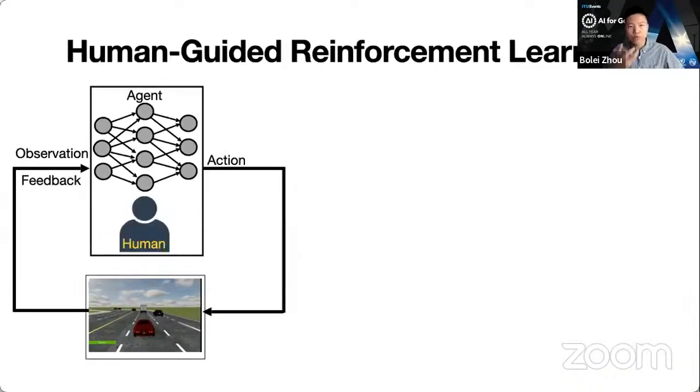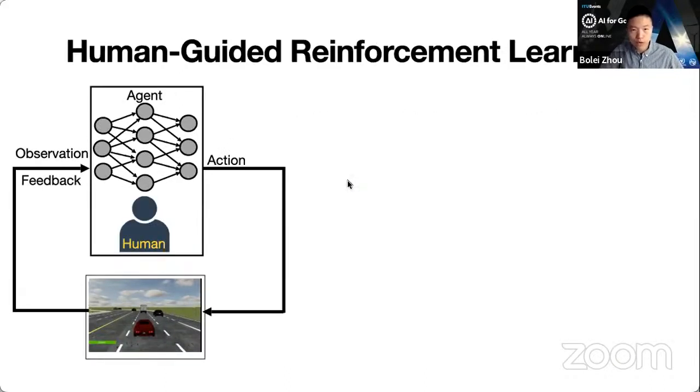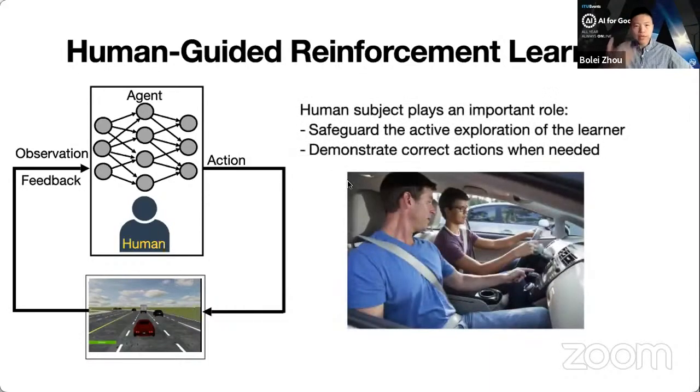So in this case, we want to improve the safety of the learning process. What we explore is introducing a human into this interactive learning process. So besides the interaction between agents and the environment, we also have the human in the loop. So we want to improve the learning process. In this case, the human subject will play an important role in safeguarding. It will guide the active exploration of the learners. It will also demonstrate the correct action to the agent when the agent runs into some trouble, right?